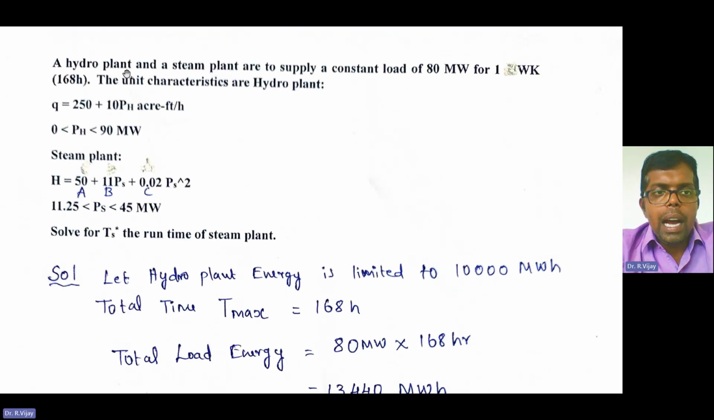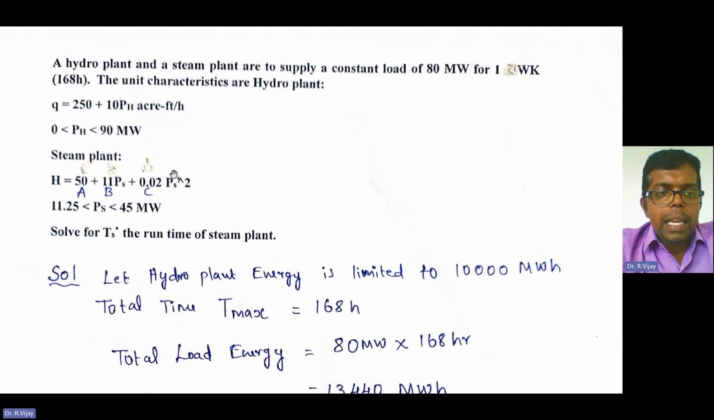Take down this problem. A hydro power plant and a steam power plant are to supply a constant load of 80 megawatt for 1 week, that is 168 hours, since 24 into 7 is 168 hours. The hydropower plant characteristics are given by Q equals 250 plus 10 PH acre-ft per hour, and the power generation from hydro should be within 0 to 90 megawatt.